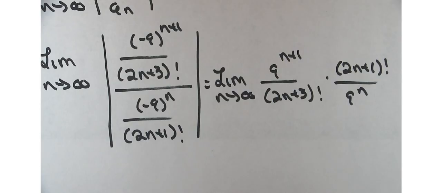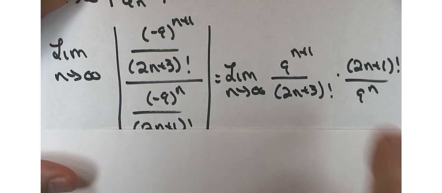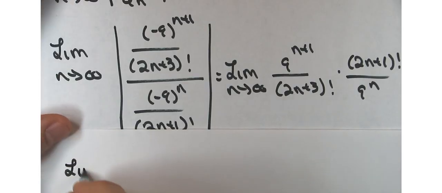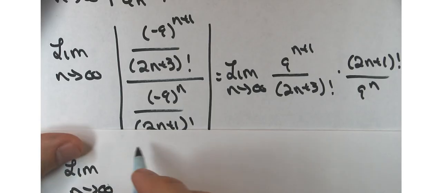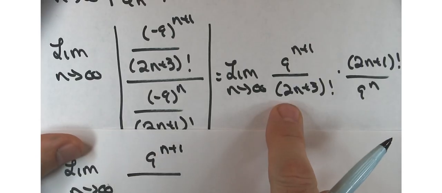Try and get a limit. Are we okay with the first couple steps here? Thank you for those nods. Appreciate that. Let's take a look at the limit as n approaches infinity of 9 to the n plus 1 over 2n plus 1 factorial.